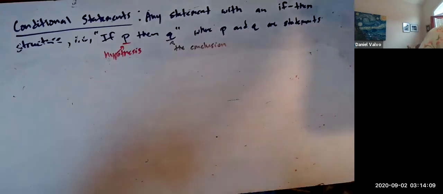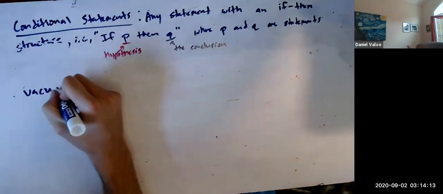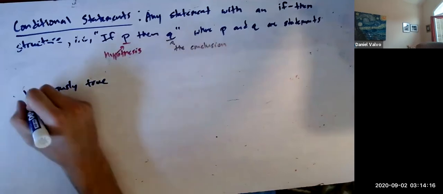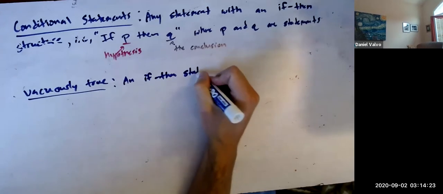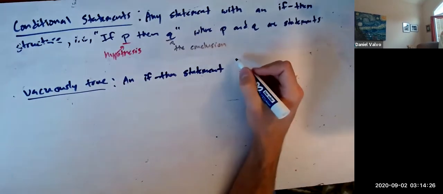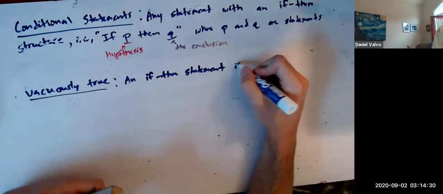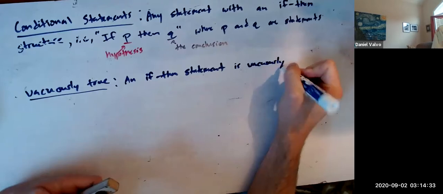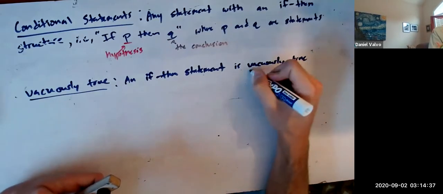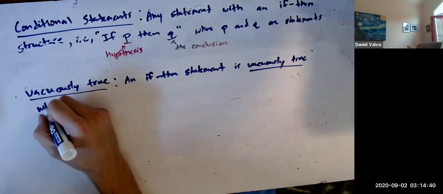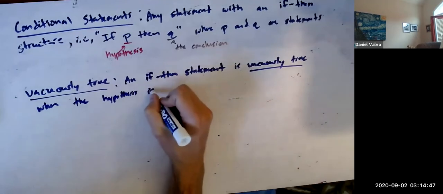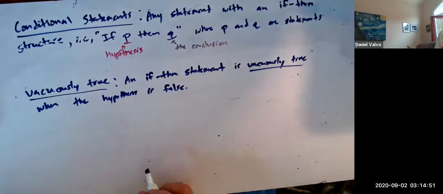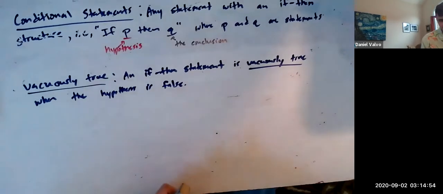But anyway, let's just define vacuously true real quick. Vacuously true. An if-then statement, otherwise known as a conditional statement, is vacuously true when the hypothesis is false. So that's just what that means.